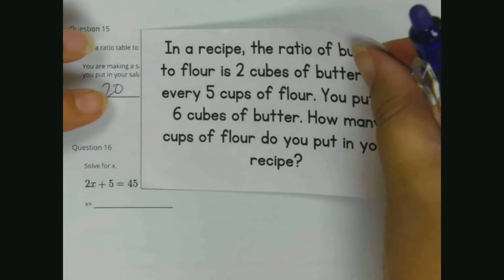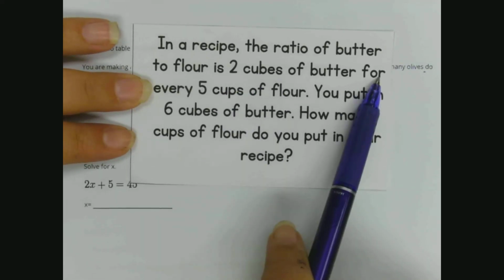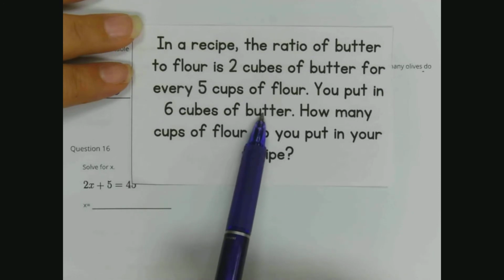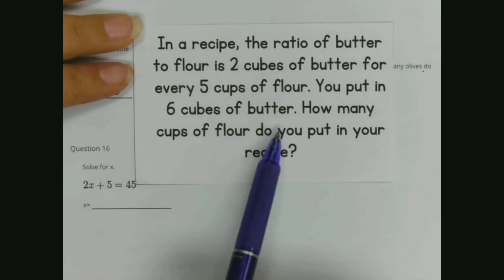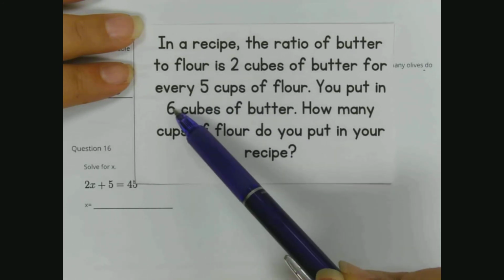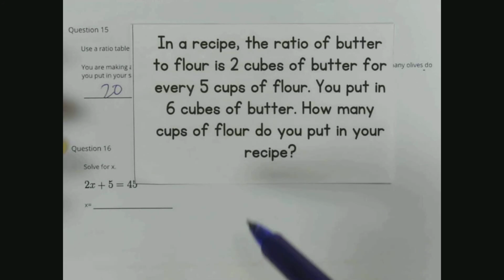Okay, this question is not exactly the same, but you would solve it the same exact way. So in a recipe, the ratio of butter to flour is 2 cubes of butter for every 5 cups of flour. You put in 6 cubes of butter. How many cups of flour do you put in your recipe? So how much are you increasing by? And then multiply the flour by the same factor, okay?